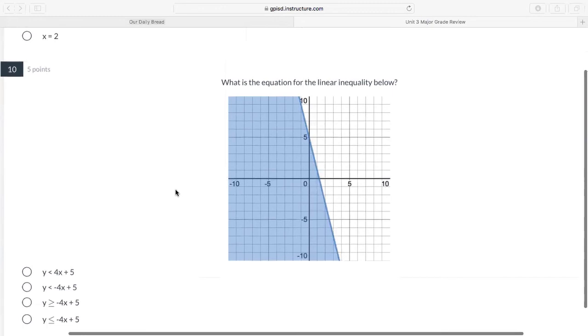Okay, so number 10 says, what is the equation for the linear inequality below? If you notice, all the answer choices have the same slope and the same y-intercept. So I'm not looking for slope and y-intercept here. That would be a waste of my time. What I need to look at is the shading and the type of line it is. This line is solid. So what does that solid line tell me?